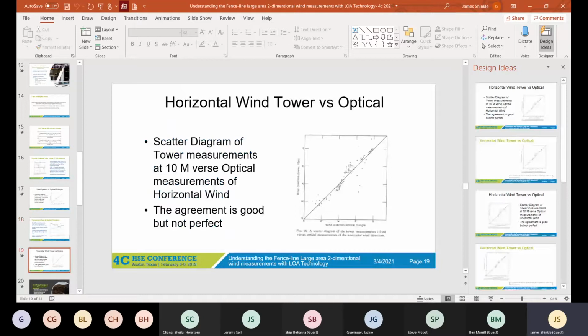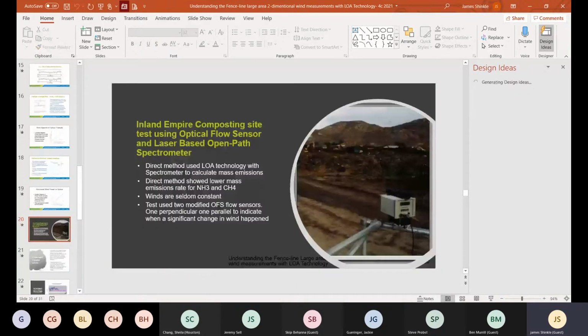This is another scatter diagram of the wind measurements at 10 meters versus the optical measurements, which are kind of at ground level. The agreement's good, but it's not perfect. But this shows that we can still give you a good measurement. The wind speed is going to be much faster the higher you go, in magnitude, from the ground and up. So we're measuring below the inversion layer.